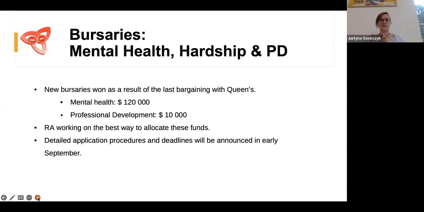these bursaries. So as you see, the mental health bursary is in the value of $120,000. Don't get too excited. It's not per person. It is for all of our members over the period of the collective agreement being in force. So for the next two years. And we also have a bursary for professional development in the amount of $10,000, again, for the duration of the collective agreement.